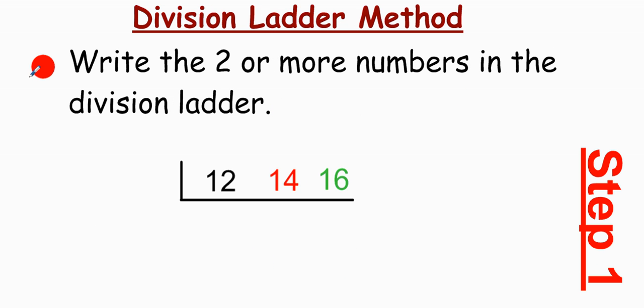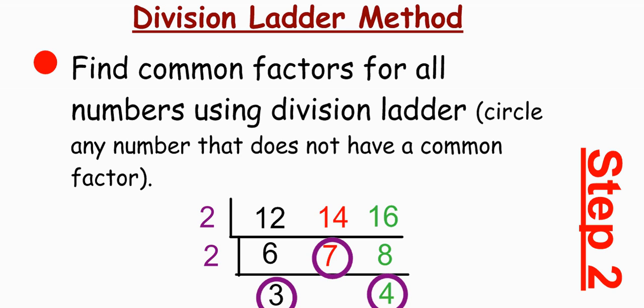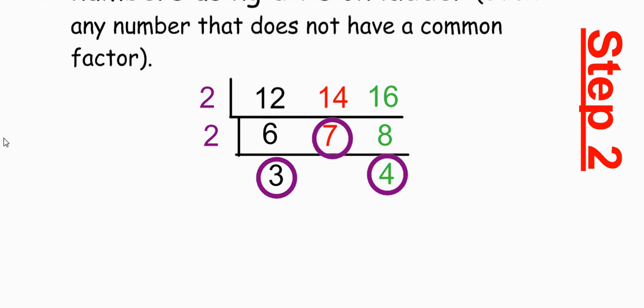The next method that we have is the division ladder, and this is probably the best method when you have a more complex problem. If we have 3 numbers, or if they're really large numbers or something like that, this method is my preferred method. We want to start by writing the 2 or more numbers in the division ladder. So here we have our division ladder with 12, 14, and 16. That's step 1. In the second step, we're actually going to break this down and solve with the division ladder.